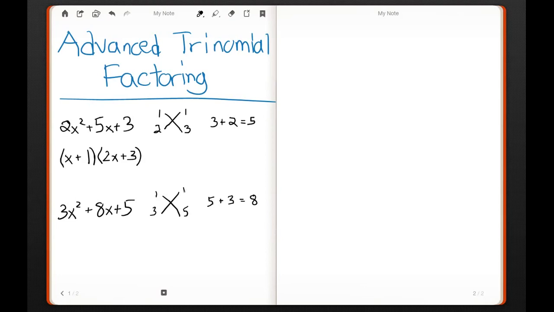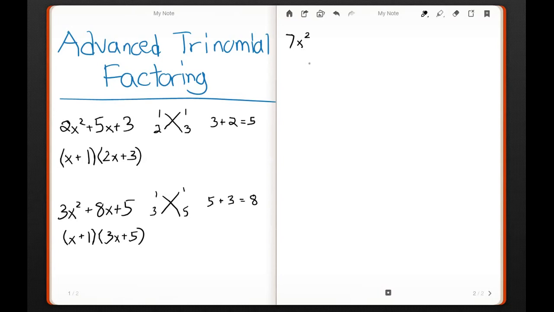So we have 1 and 1 here. That is 1x plus 1 times 3x plus 5. And we're done. Okay, now we're going to make things a little more challenging here as the numbers get bigger.